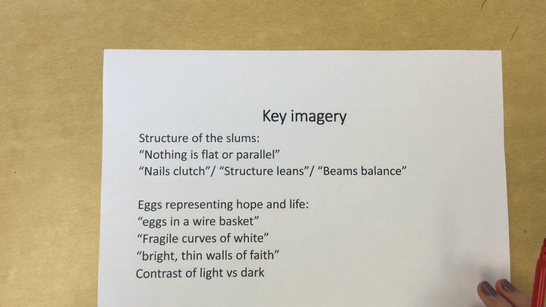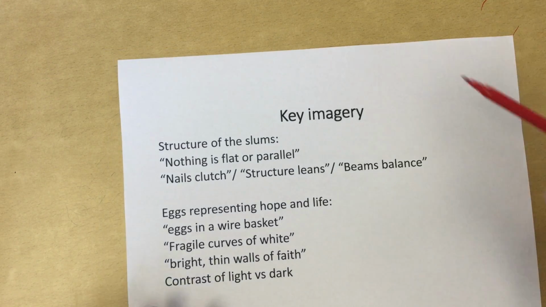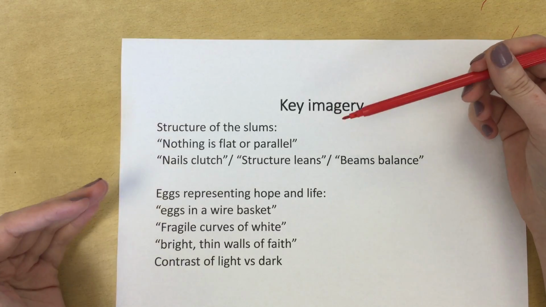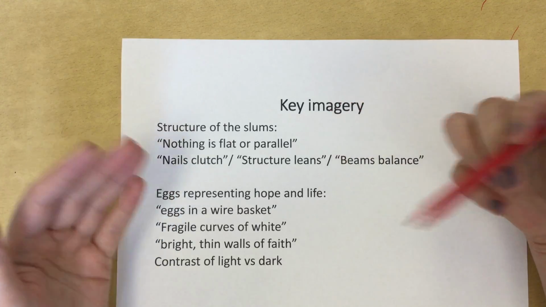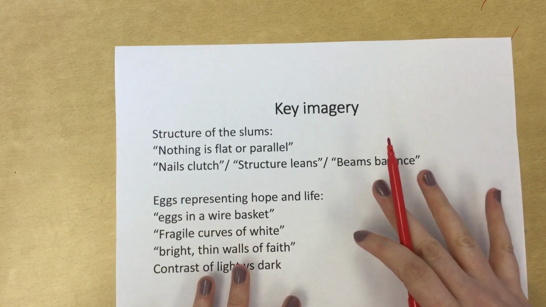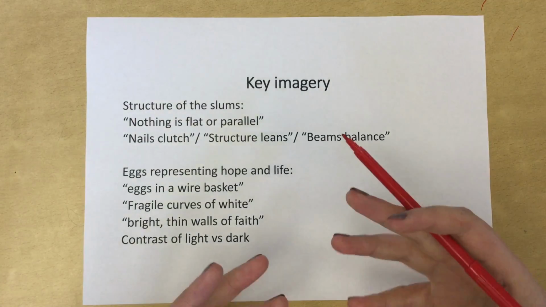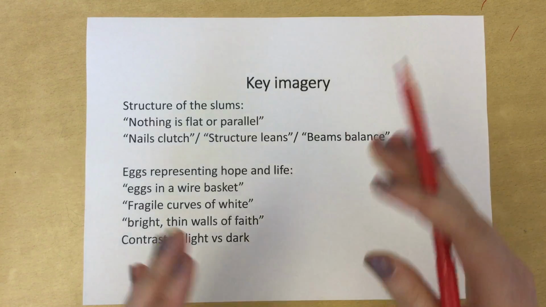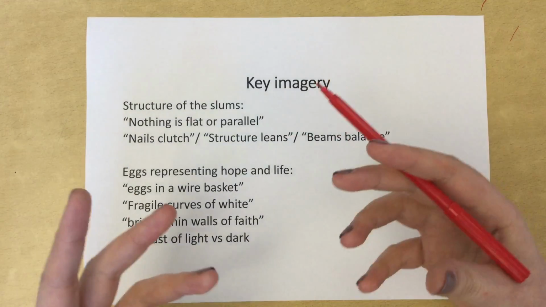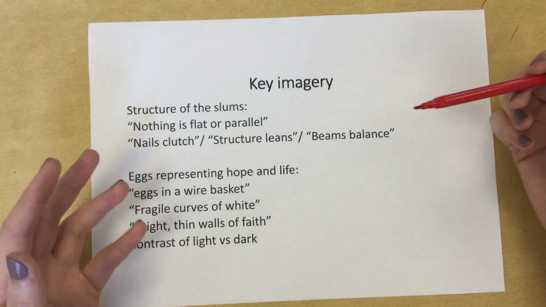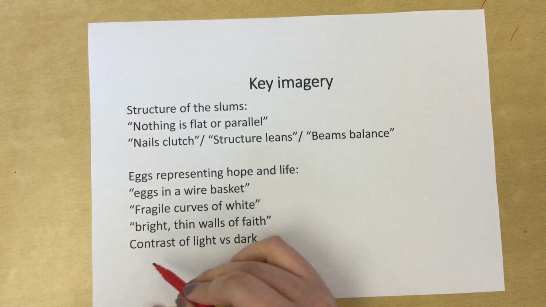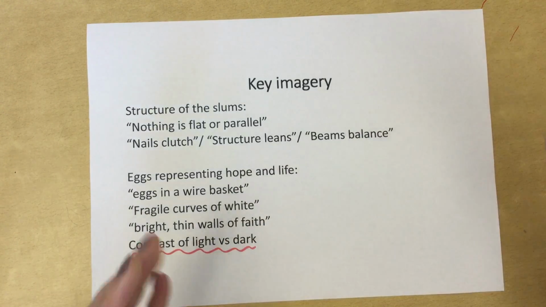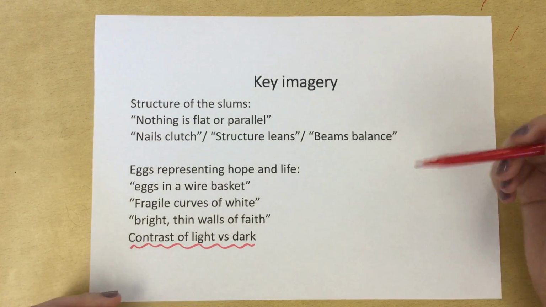So if we go on, going towards the end, the key imagery in this poem is the first section of the poem. We've got the structure of the slums, nothing is flat or parallel, nails clutch, structure leans, beams in balance. All these phrases just to, again, really hammer it home how impractical this living space is, how it is simply somewhere to live. It is not beautiful, it's not homely, it's not welcoming. And then the eggs representing hope and life, so eggs in a wire basket, fragile curves of white, bright thin walls of faith. And something really interesting is to look at towards the end of the poem, the contrast of light versus dark.